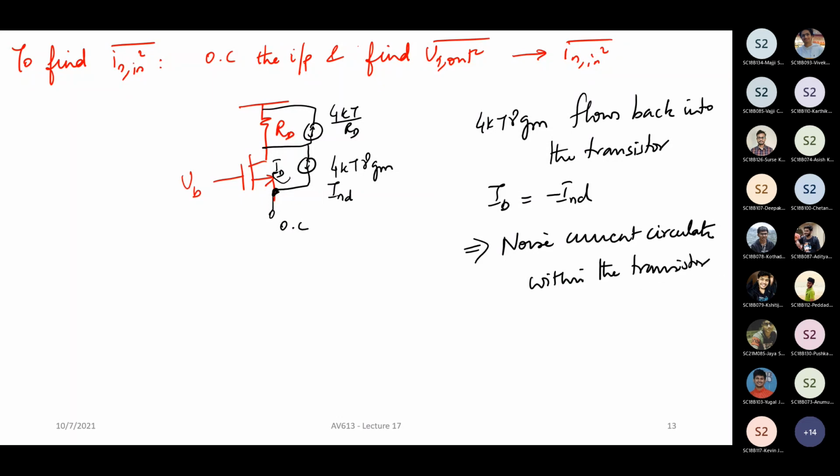Okay. So the noise current of the transistor circulates within itself. It does not come to the output, which means that it does not contribute to your Vn out squared. Your Vn out squared is given only by 4KT by RD, multiplied by R out squared.